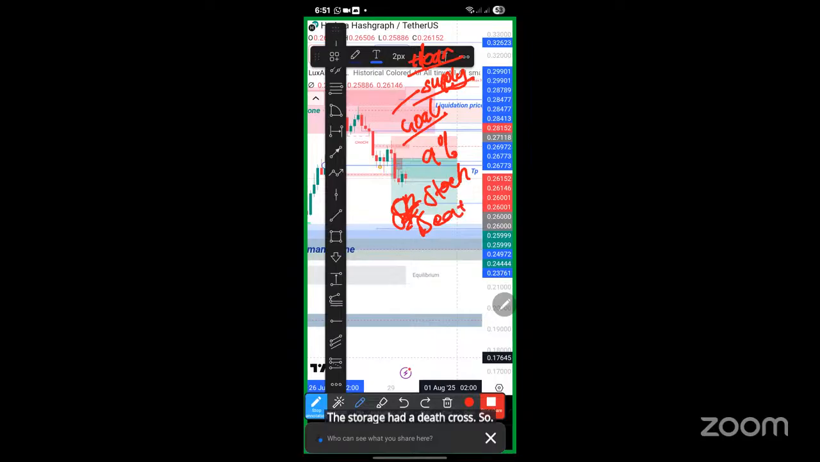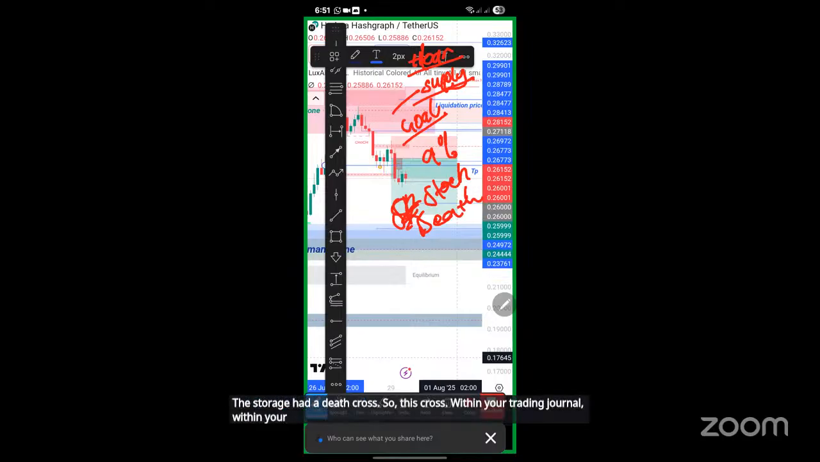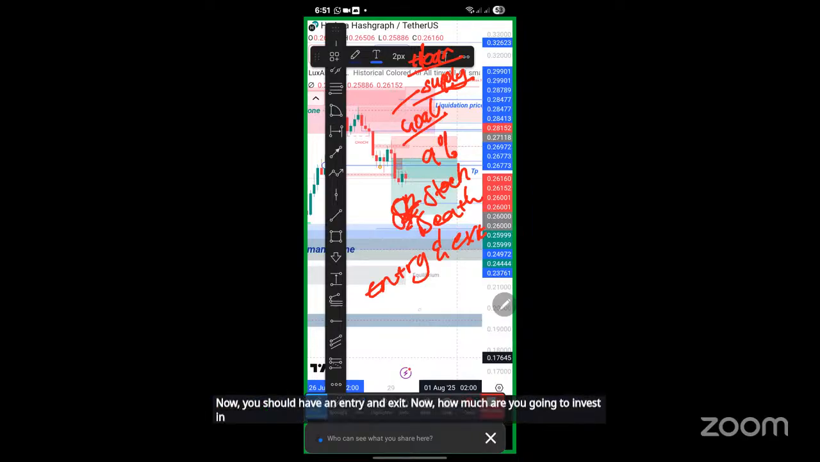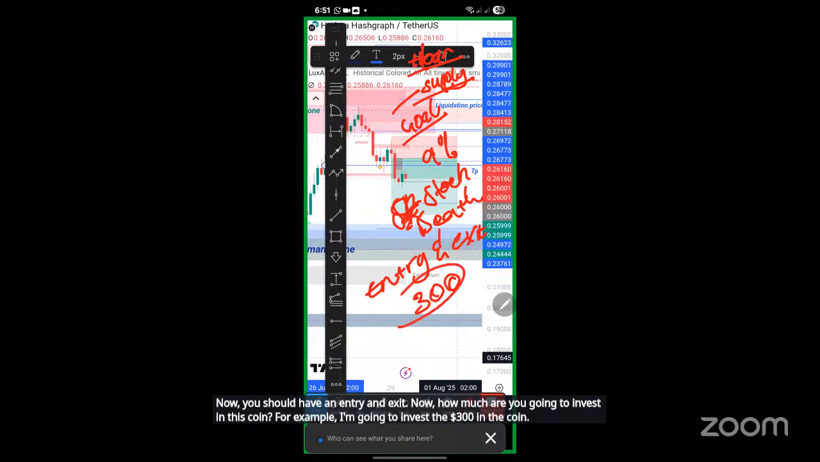So, death cross. Within your trading journal, within your trading plan, you will always have the entry and the exit. Now, how much are you going to invest in this coin? For example, I'm going to invest $300 in the coin.